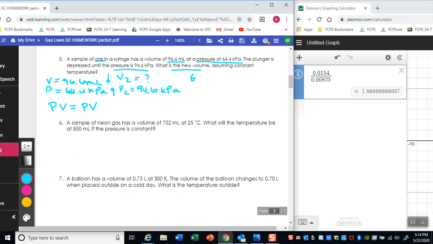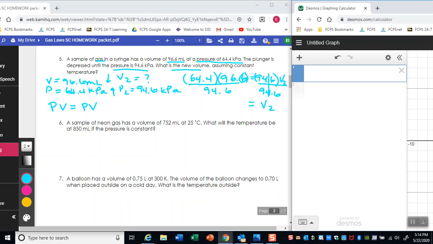So my pressure was 64.4 times the volume was 96.6 equals the pressure was 94.6 times a new volume that I don't know. And then I want to get rid of this 94.6, so I've got to do it on the other side. So my new volume is going to be whatever that is.